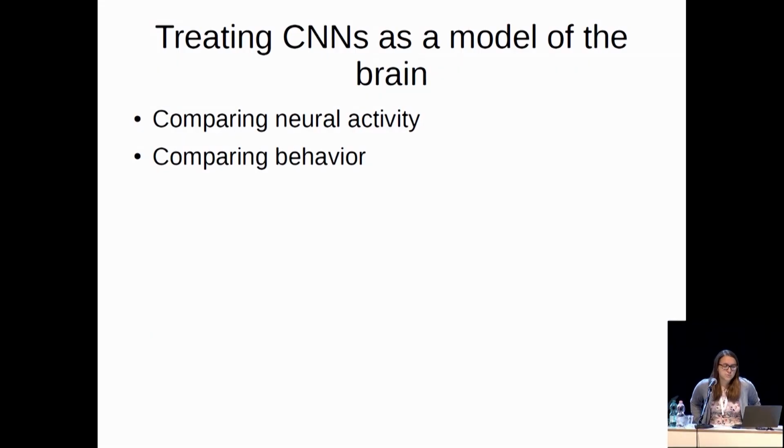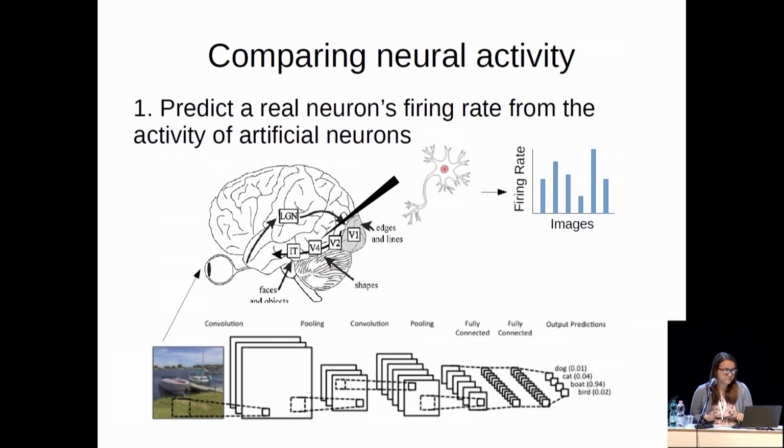So if we're going to treat convolutional neural networks as a model of the visual system, what can we do with them? What can we compare to both validate that they're a decent model, as well as try to further our understanding of the brain by using them? The two major things are that we can compare neural activity in the brain to the activity of units in the model, and we can compare behavior, meaning the output of the model, how it classifies its inputs compared to how humans, or animals, do the same thing.